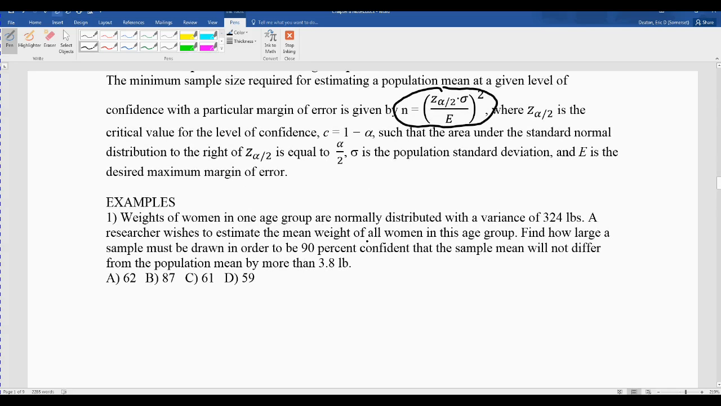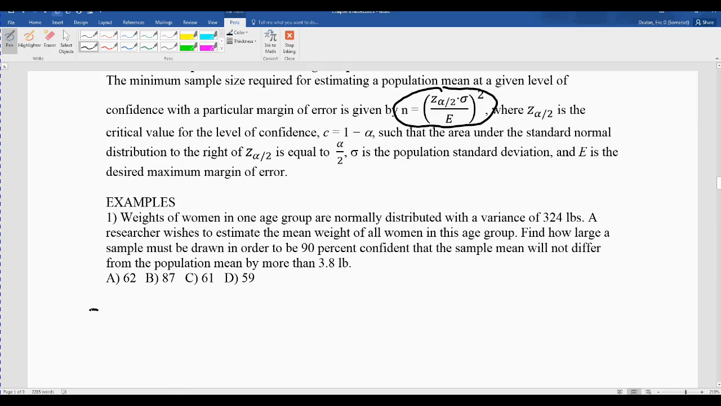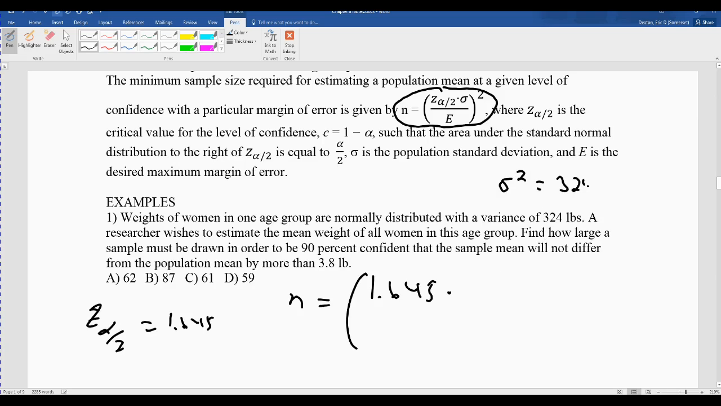So let's do some examples. 90% confident. The first thing I always do, I go to the table, see if I can find 0.90, and I have it, so I'm going to use Z alpha over 2 is 1.645. Then I use my formula. 1.645 times sigma. Well, the variance is 324, and sigma squared is the variance. So sigma would be the square root of 324, which I do believe is 18.